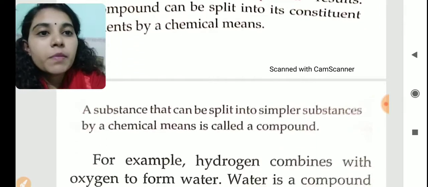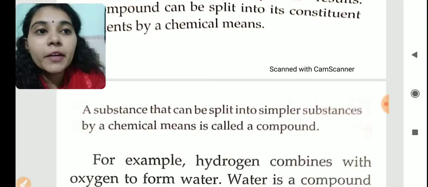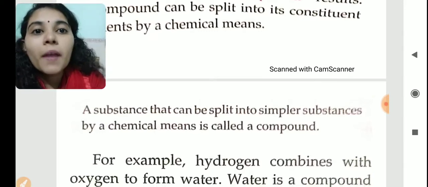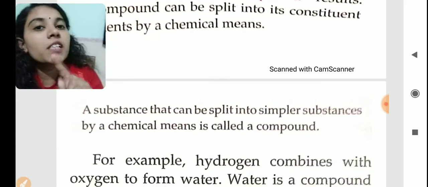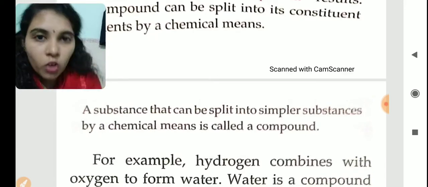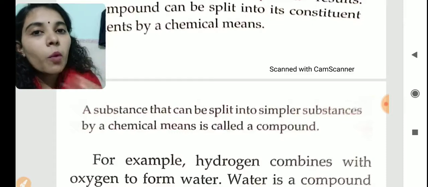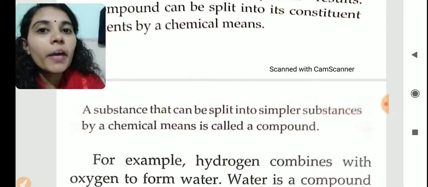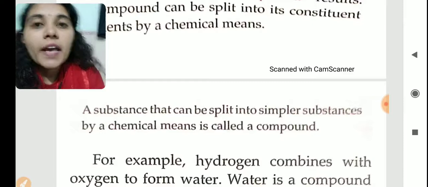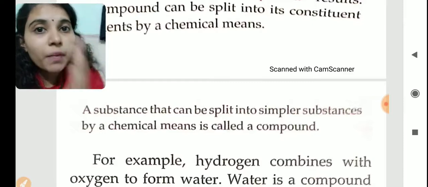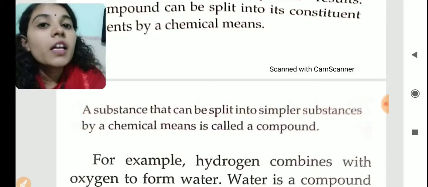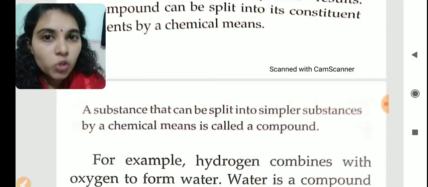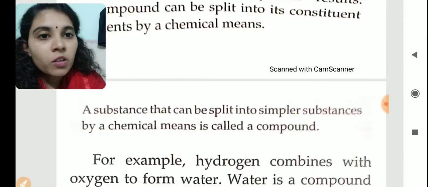Okay, a substance that can be split into simpler substances by chemical means is called a compound. What is a compound? One definition is a combination of elements is called a compound. Okay, two or more elements combine together to form a compound. Another definition is a substance that can be split into different substances by chemical reaction is called a compound. Example, H2O, water, carbon dioxide, etc.